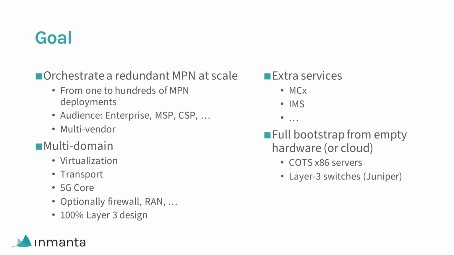The solution is entirely multi-vendor. It supports multiple core, switch, and hypervisors, and it can be deployed in cloud as well. It's multi-domain, so it orchestrates the virtualization, the transport, the 5G core, and optionally, it can also orchestrate firewalls, RAN, and other services. This solution and this demo at the moment uses the Athonet 5G core and Juniper Layer 3 switches on top of VMware ESXi. There are also extra services on the roadmap like push-to-talk, IMS, and others.